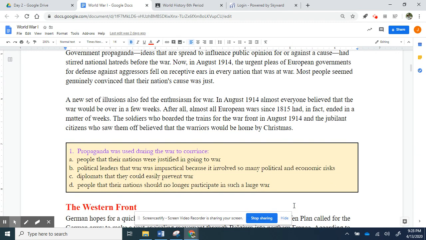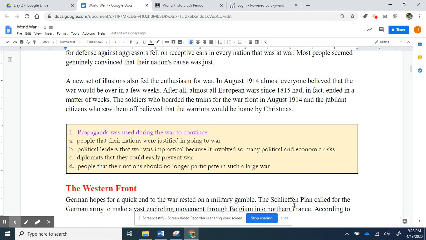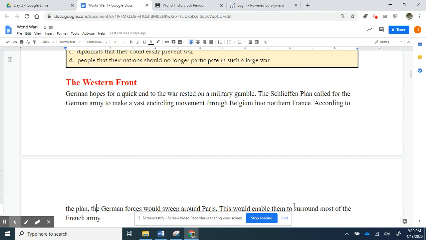So, propaganda was used during the war to: A, convince people that their nations were justified in going to war. B, convince political leaders that war was impractical because it involved so many political and economic risks. C, convince diplomats that they could easily prevent war. Or D, convince people that their nations should no longer participate in such a large war. The correct answer for number 1 is A, to convince people that their nations were justified in going to war.